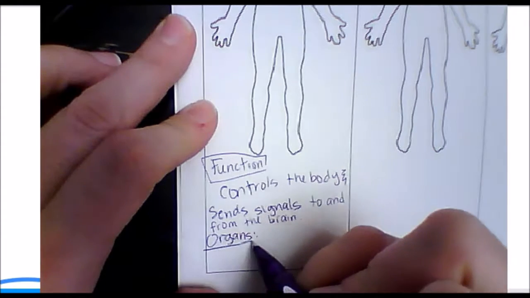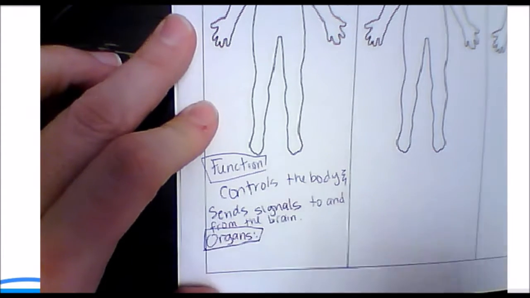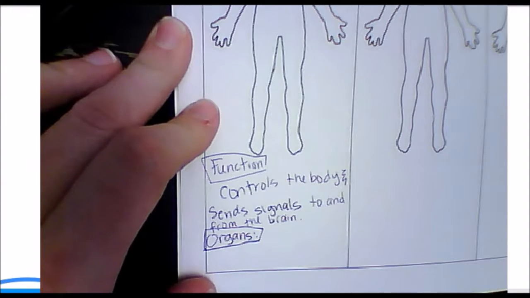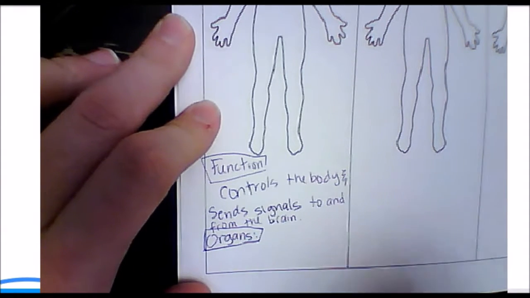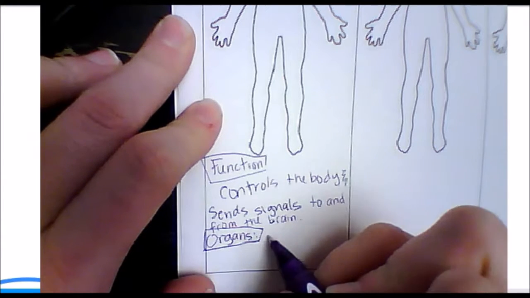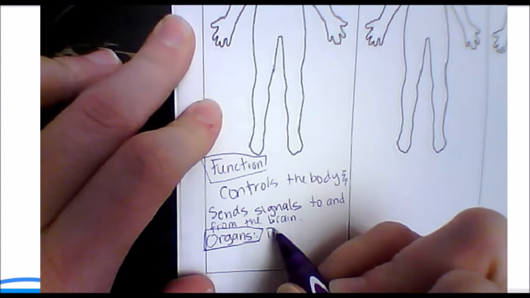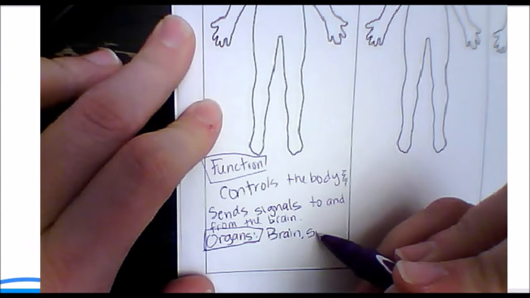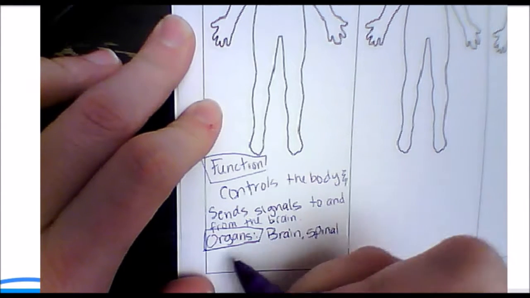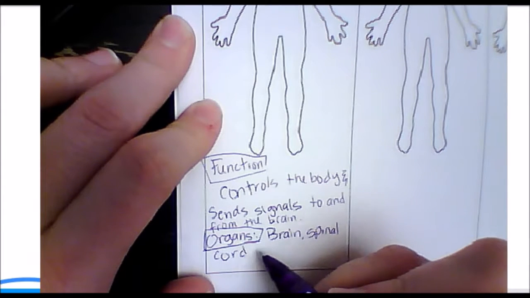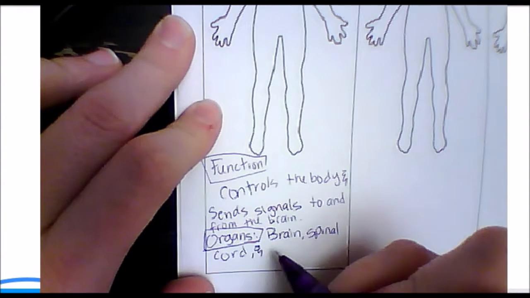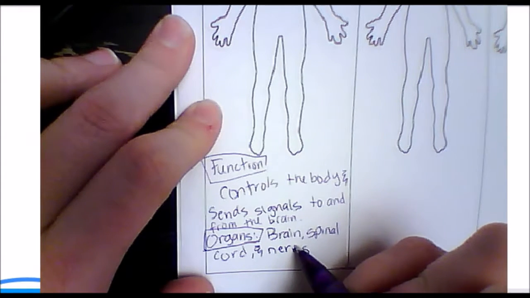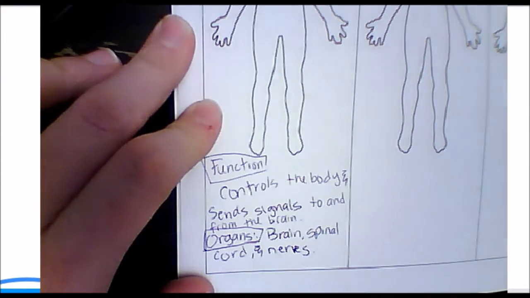All right, so now we're going to write down the organs. So write down the word organ. So the organs, we're only going to write down major organs for these body systems. We're not going to write down every organ that we have in each of these body systems. But the major ones we're going to write down here are the brain, oh sorry, the spinal cord and nerves.